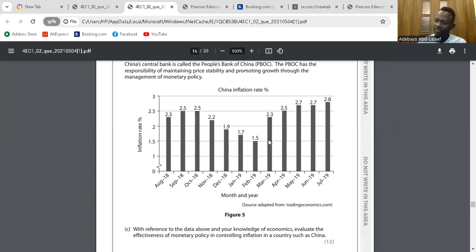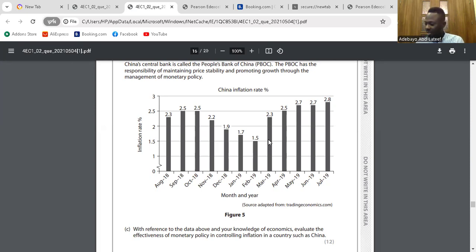An increase in interest rate means that people will save more than spending. Saving more than spending means aggregate demand will fall. If aggregate demand falls, because aggregate demand might be the reason for inflation, demand pull inflation would reduce. Clear? Good.